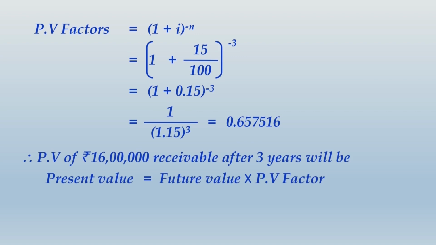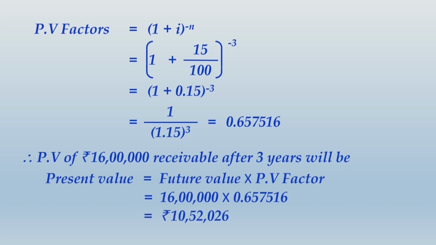So the amount of rupees 16 lakhs which is receivable after 3 years, its present value can be determined when you multiply that future value of 16 lakhs with the above computed present value factor, and that will be 16 lakhs into 0.657516, and that calculation comes to rupees 10,52,026. Let us move ahead, and time for us to take up the next question.